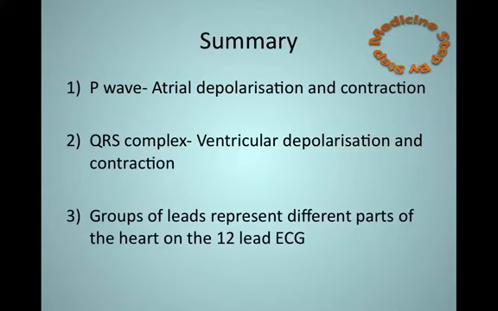So in summary, the P wave represents atrial depolarization and contraction. The QRS complex represents ventricular depolarization and contraction. Groups of leads together represent the electrical activity of different parts of the heart. And so that's ECGs in a nutshell. So now you know what you're looking at when you see an ECG.